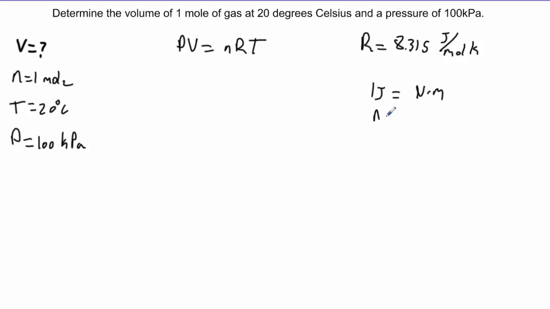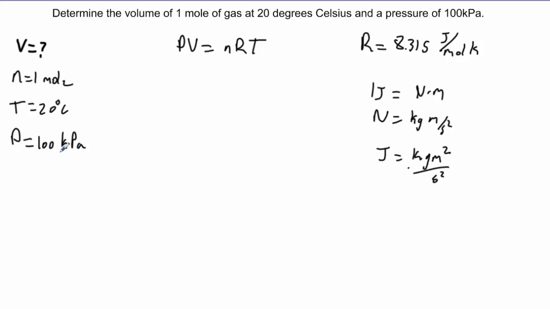But remember, a Newton is equal to a kilogram meter per second squared, which tells us a joule is really a kilogram meter squared per second squared. Okay, so we have kilograms, meters, seconds. So we're going to need everything to be in terms of kilograms, meters, and seconds. And remember, a kilopascal is not. A kilopascal is 1,000 newtons per square meter.